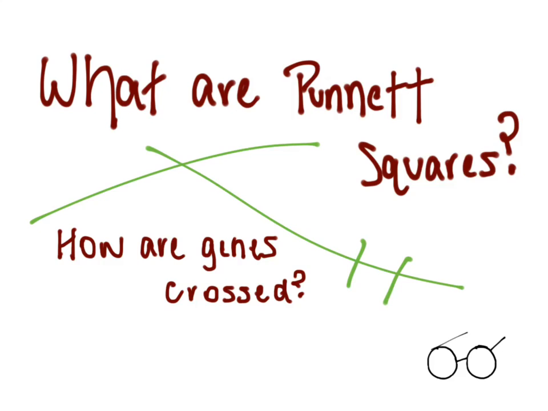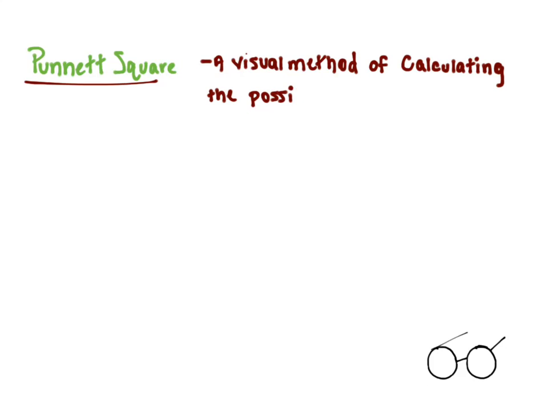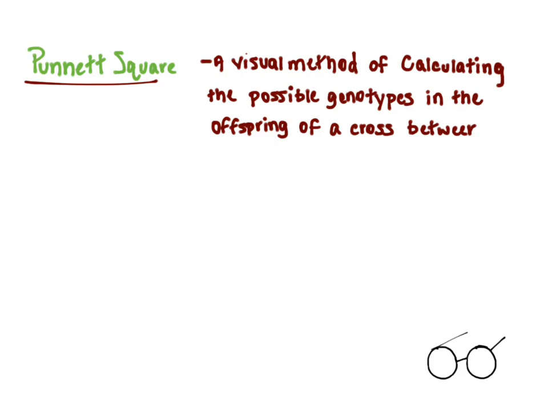In this video, we're going to answer these two questions and see how these two explanations come together to form a very interesting phenomenon within life science. So let's start off with the definition of Punnett squares, which is right here: a visual method of calculating the possible genotypes in the offspring of a cross between two individuals. Let's break down this definition.